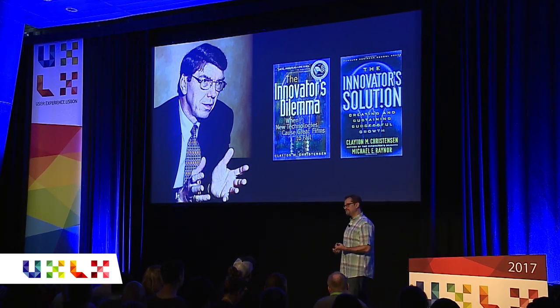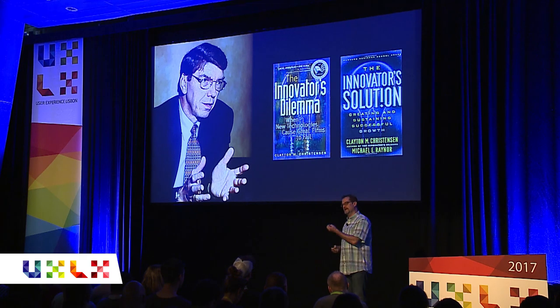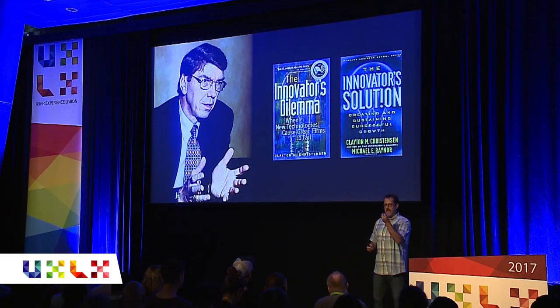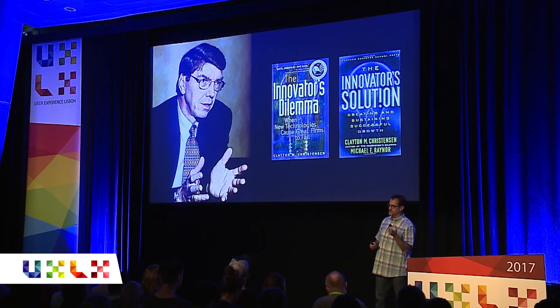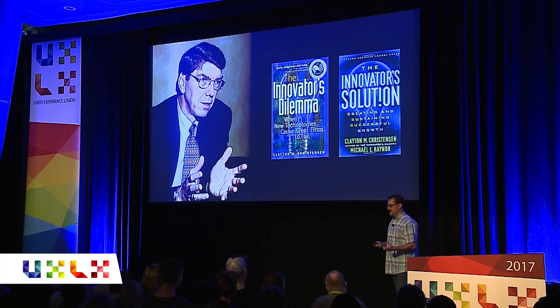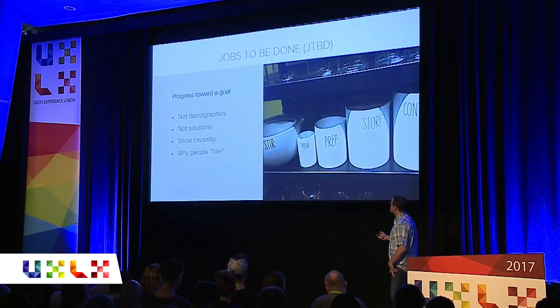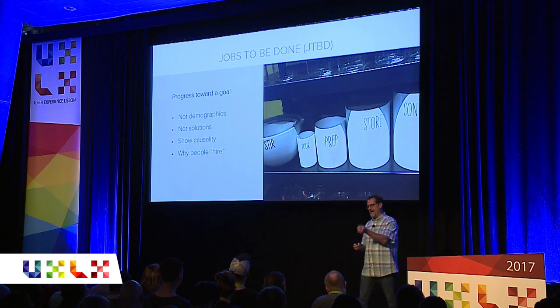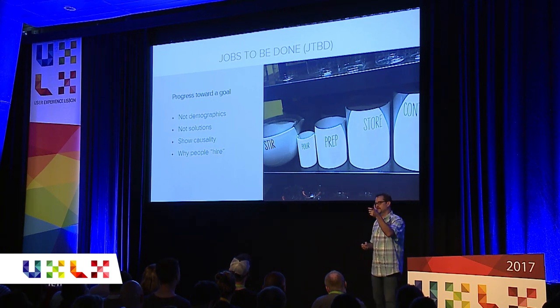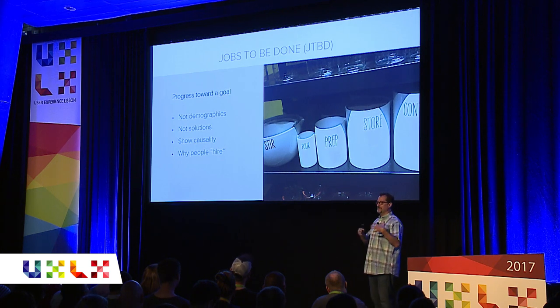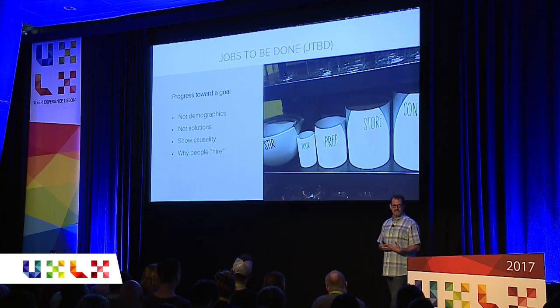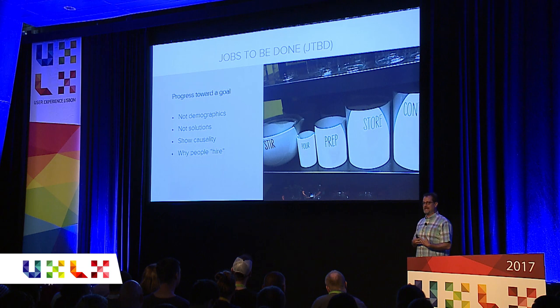to be done. And basically what he's saying is that companies get disrupted because they stop focusing on the job that the customer is trying to get done. And a job to be done is not a task. Sometimes the term jobs to be done gets confused with task analysis. It's not. It's actually about a progress towards a goal. It's ultimately about a need.